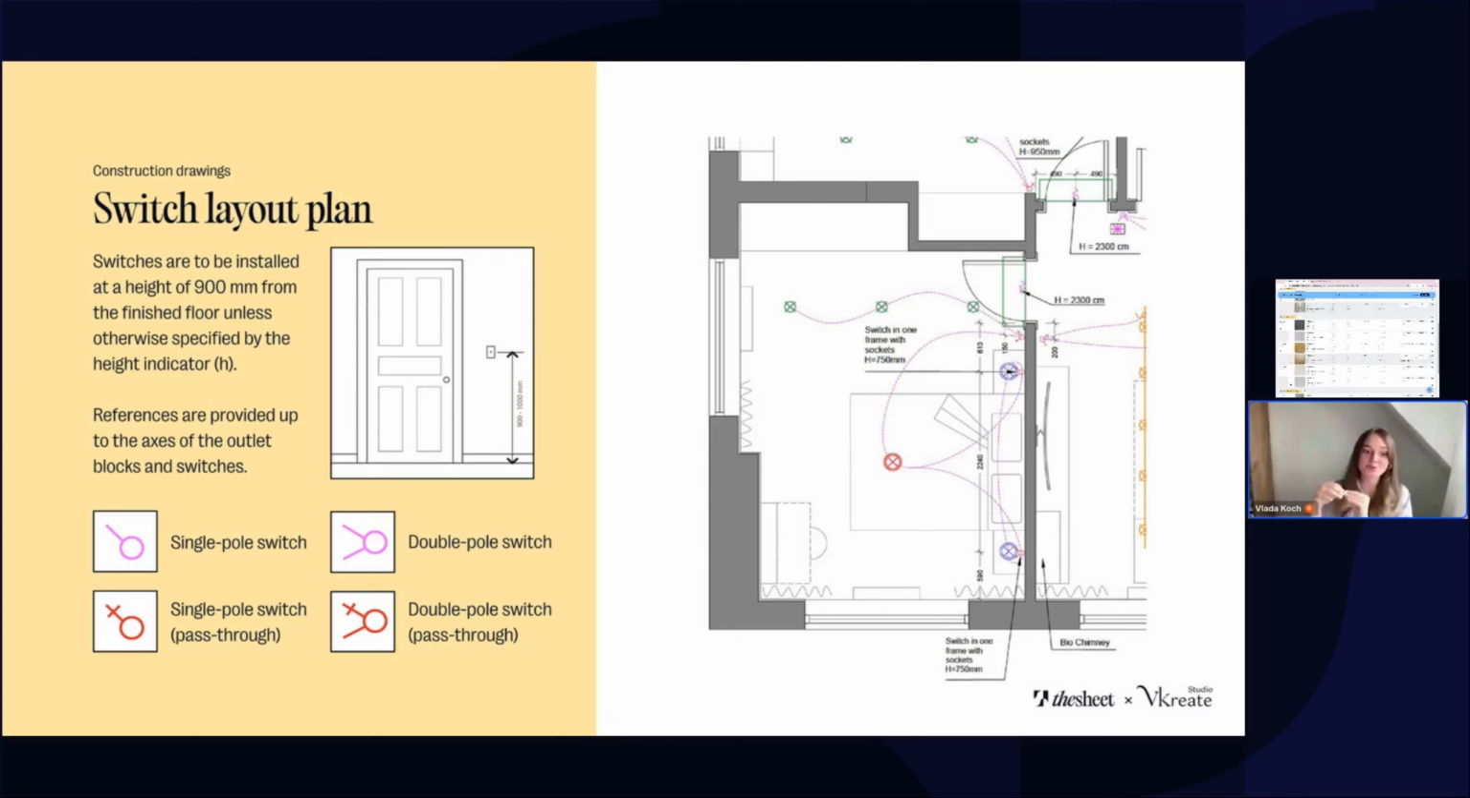And of course, everything you use in your construction drawings, you have to specify extra on your construction drawing. So I always put a small legend if I use a single pole switch, double pole switch, or the pass-through switch. Of course, I always put my switches at a height of 90 to 100 centimeters from the floor. I think it's a very comfortable distance for a standing person to turn the light off and on. And again, I put a small drawing on my construction drawings, so the builders would know this.